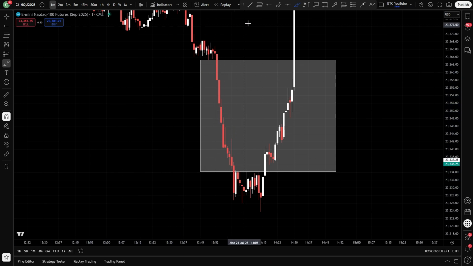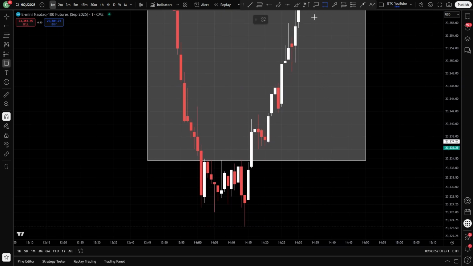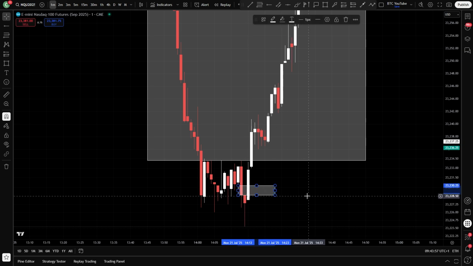And this can happen as well, so keep this in mind. But you can see here, I think the entry that I took, there is a 1 minute here, but it's quite a small fair value gap, as you can see. This is only like 2 points, which isn't very big.